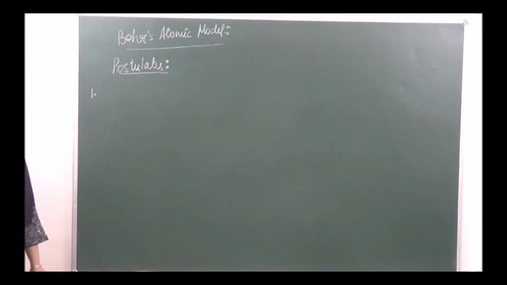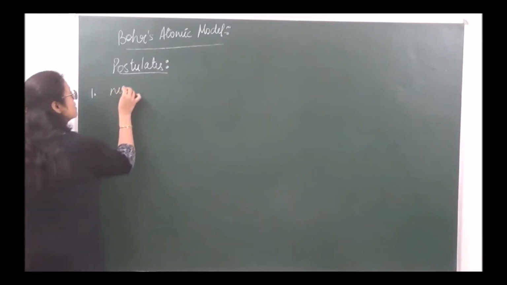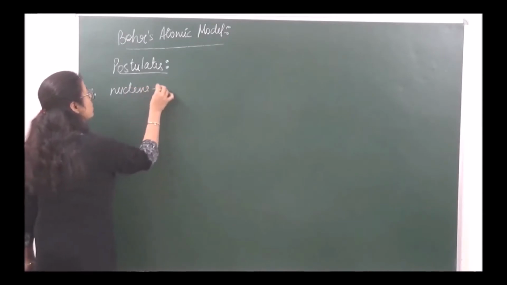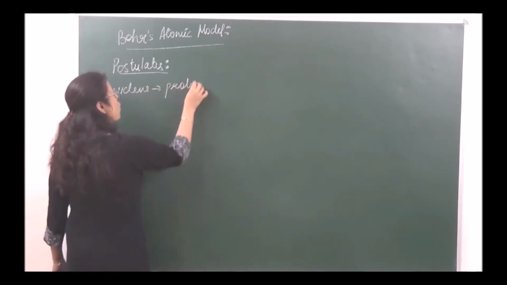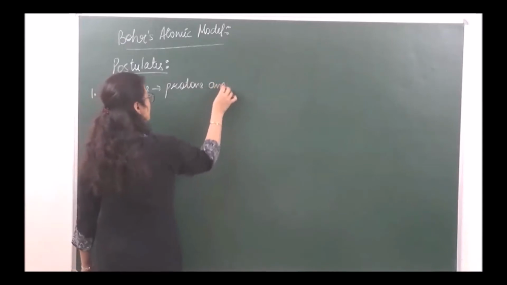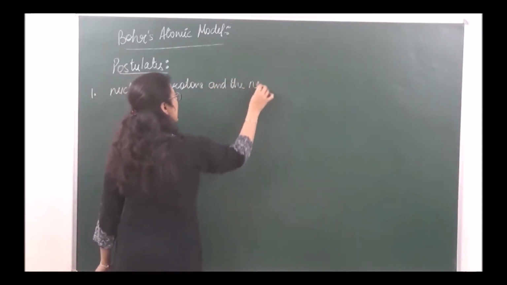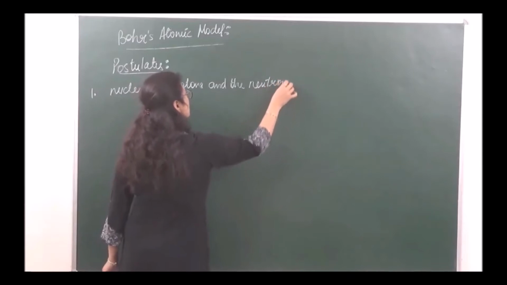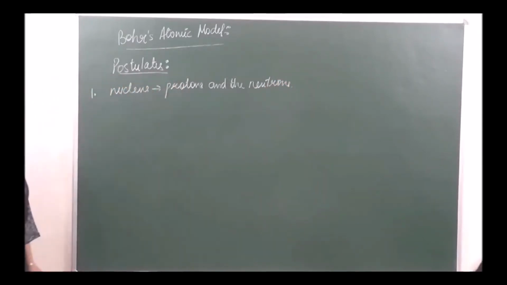So let's go on to the postulates of Bohr's atomic theory. What were the main features of this theory? It said that the atom has a nucleus, as given by Rutherford, which consisted of all the protons and the neutrons, which were together known as what? They were known as nucleons. The size of the nucleus was very, very small as compared to the size of the atom, and it is present at the center of the atom. So all this was also put forward by Rutherford.